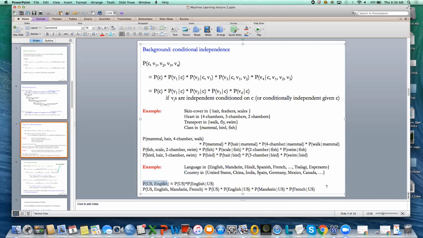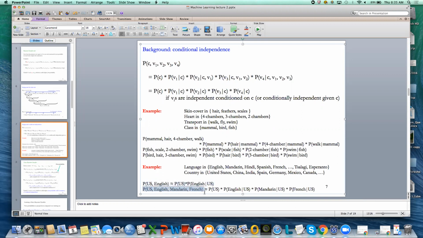If we want to know the probability of someone being in the US and speaking English, under the assumption of conditional independence, this would be the probability of someone living in the US, given that we are looking at the world population, and the probability that someone speaks English, an arbitrary person speaks English in the US. So under conditional independence, we're essentially assuming this.